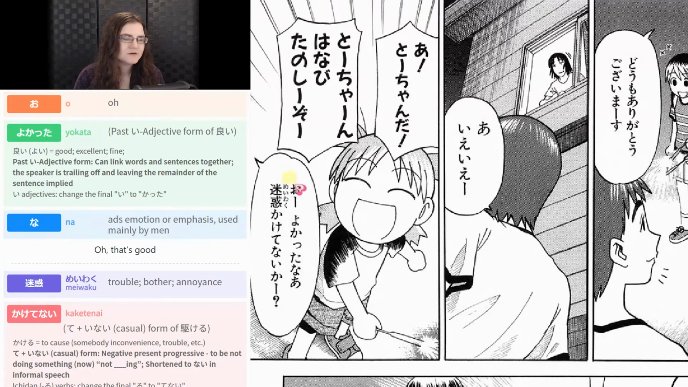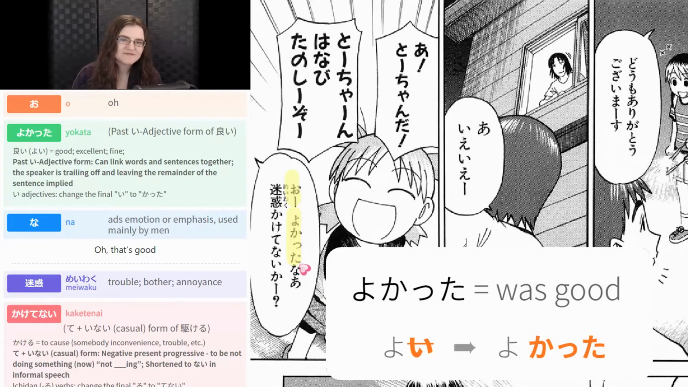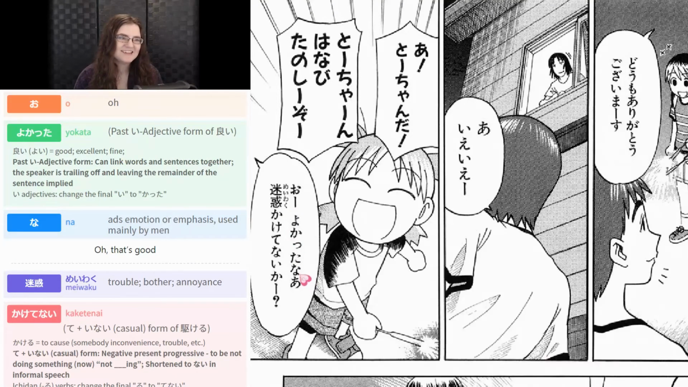So that is like, oh, yokatta na. Meiwaku kakete nai ka? So yokatta is the past form of ii, which means good. When you conjugate ii, you actually change it to yoi. It has the same meaning. And it's also an i adjective, so conjugating that means that you take off that last i and swap it out with katta for this past form. So that literally means like it was good. So it's like, oh, that's so good. And then na is adding emphasis, so like, oh, that's great.